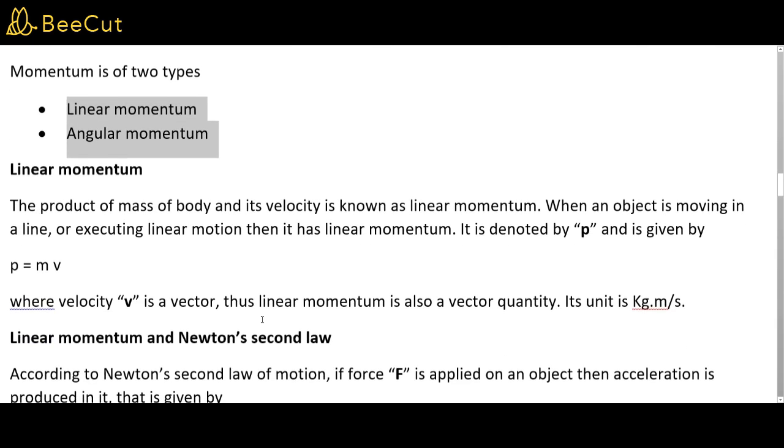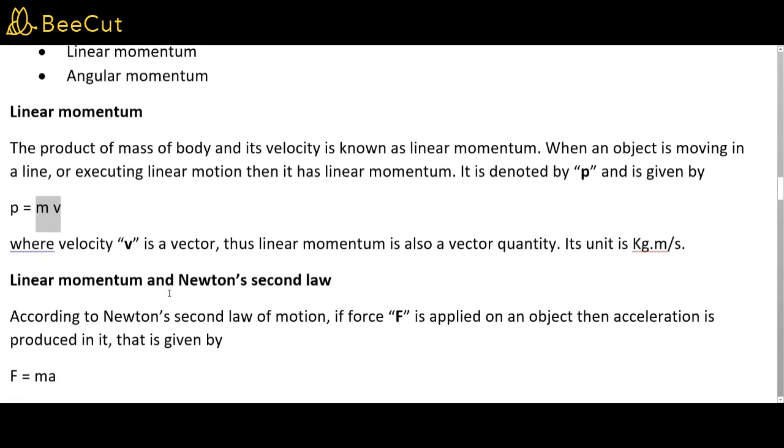There are two types of momentum: linear momentum and angular momentum. Linear momentum means that when an object moves in a linear way, in a straight line, the momentum that body possesses is termed linear momentum, given by p = mv. Here m is the mass and v is the velocity of the object, and v is a vector, so clearly p will also be a vector.